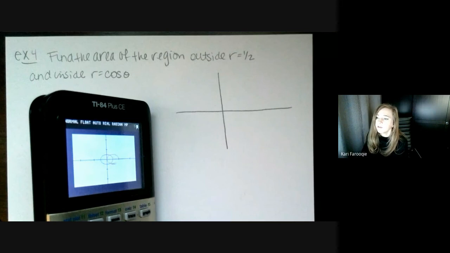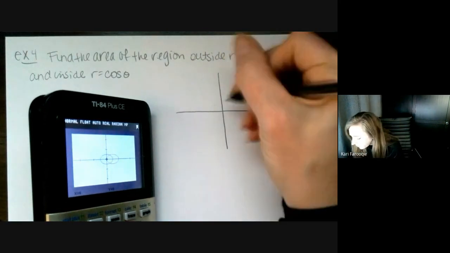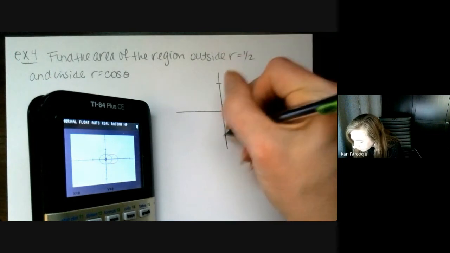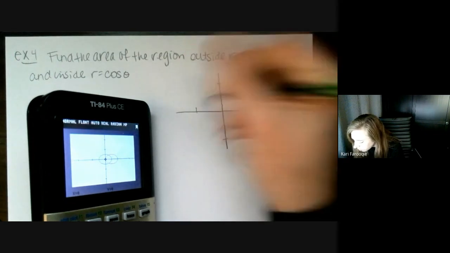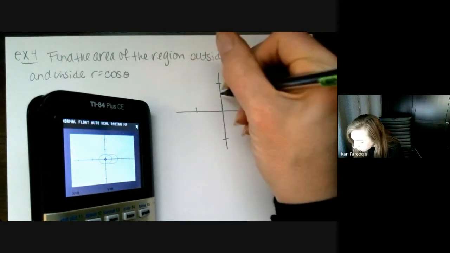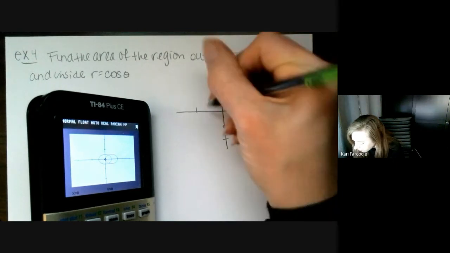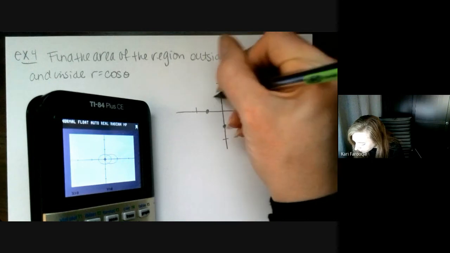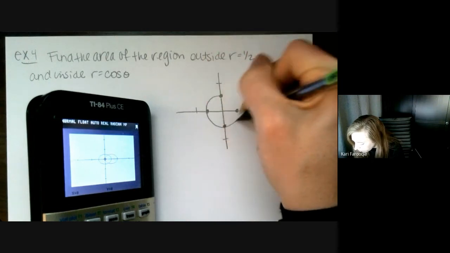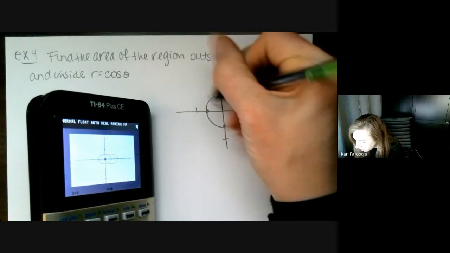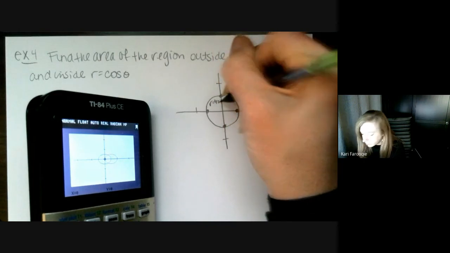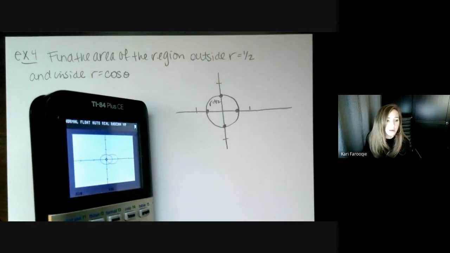All right, so there's your radius of 1/2, and there's your cosine graph. So you take that to 1 in each direction. The radius of 1/2 is going to be right about here. Label these. Do the best job you can if you're graphing them. It can be helpful to you.